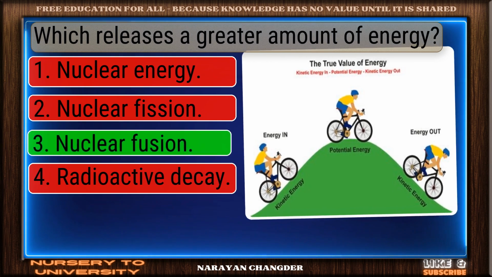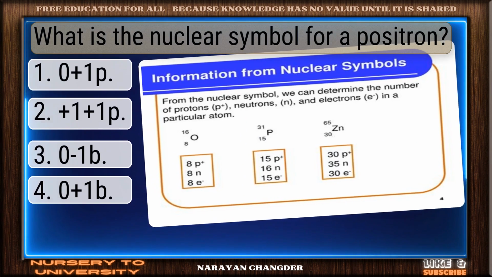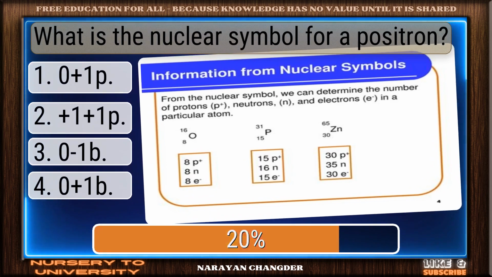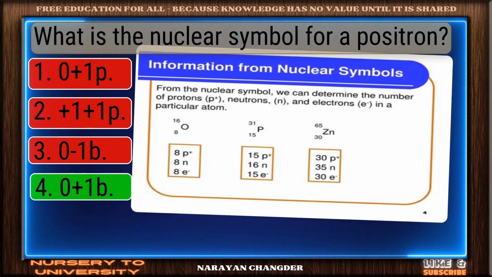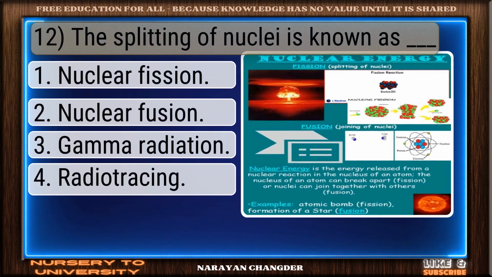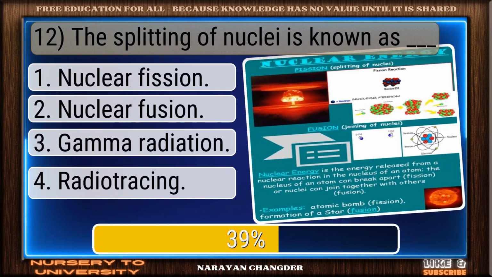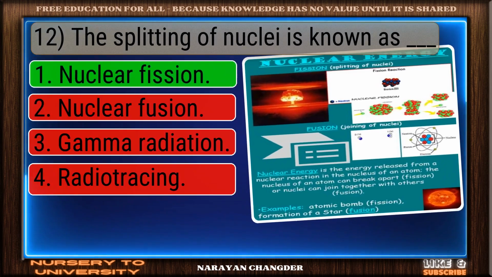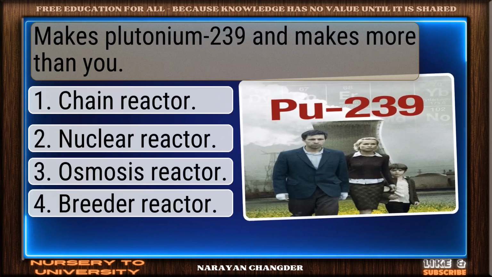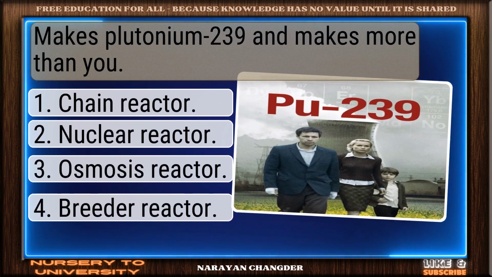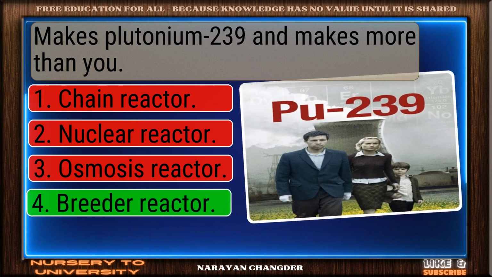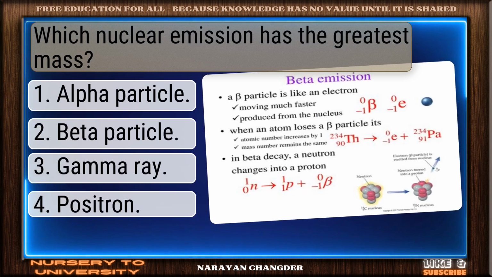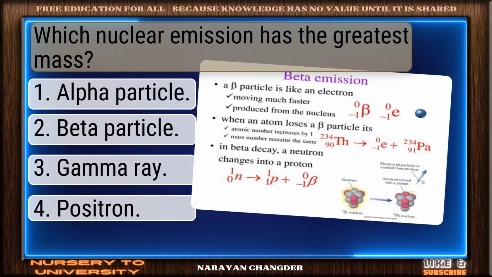Nuclear fusion. What is the nuclear symbol for a positron? Plus 1e, 0. The splitting of nuclei is known as dash. Nuclear fission. Makes plutonium-239 and makes more than it uses. Breeder reactor. Which nuclear emission has the greatest mass?